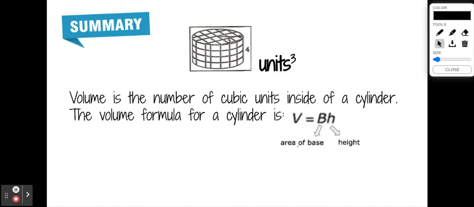Okay, let's go ahead to our summary. Got a picture of volume up there. Remember, it's cubic units, units cubed. How many cubic units fill up the space inside of a cylinder? So volume is the number of cubic units inside of a cylinder. We're writing down what volume is again. And the volume formula for a cylinder is volume equals big B times H. The big B represented area of the base, and then we multiply that by the height. Remember, the bases of a cylinder are circles, so we use our circle formula for area of the base.